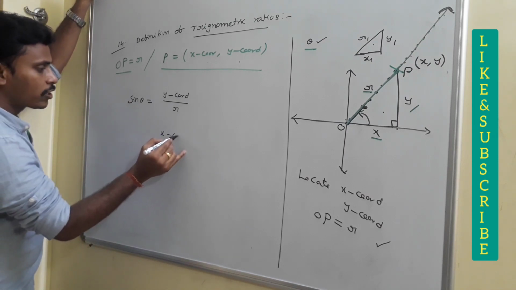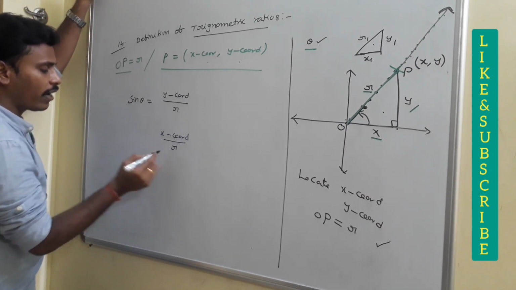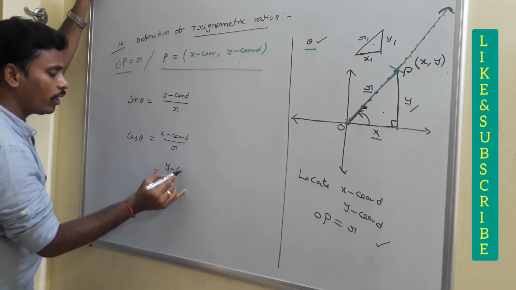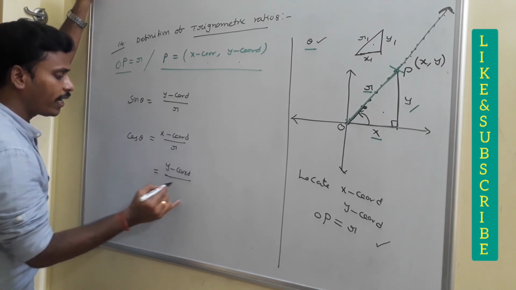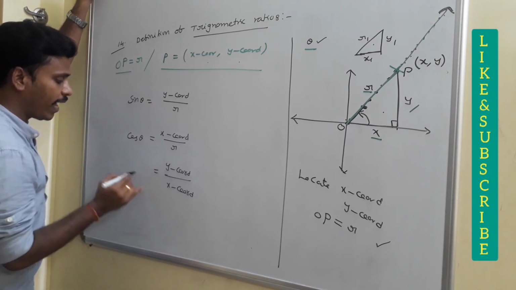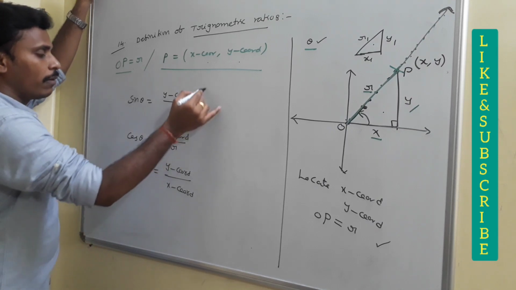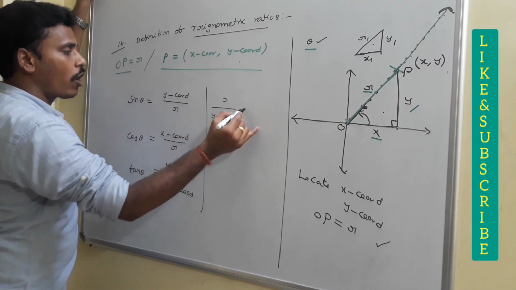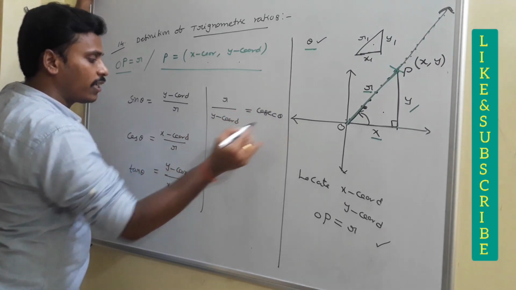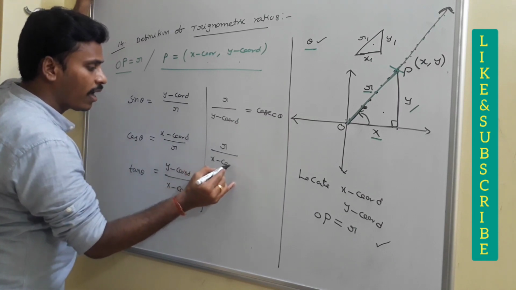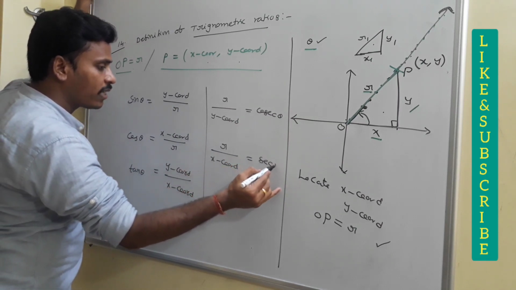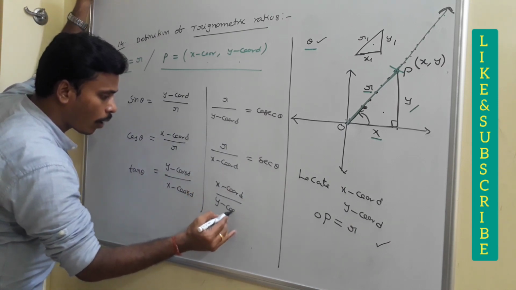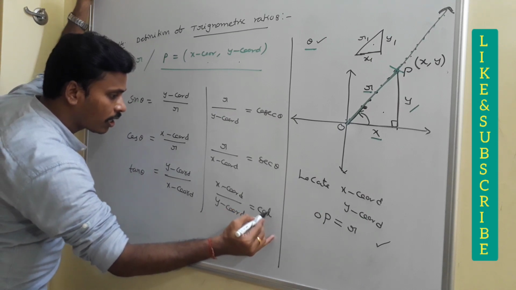If you divide the x coordinate by r, that ratio is mentioned as cos theta. The ratio of y coordinate divided by x coordinate is given as tan theta. Similarly, the reciprocals: r divided by the y coordinate, this constant ratio is given as cosecant theta, whereas r divided by the x coordinate is defined as secant theta. And the ratio of the x coordinate divided by the y coordinate is given as cot theta.